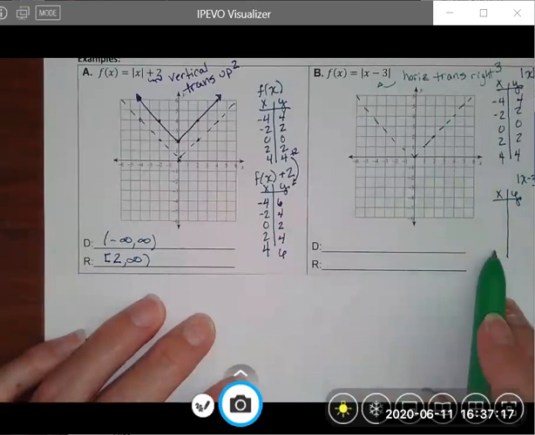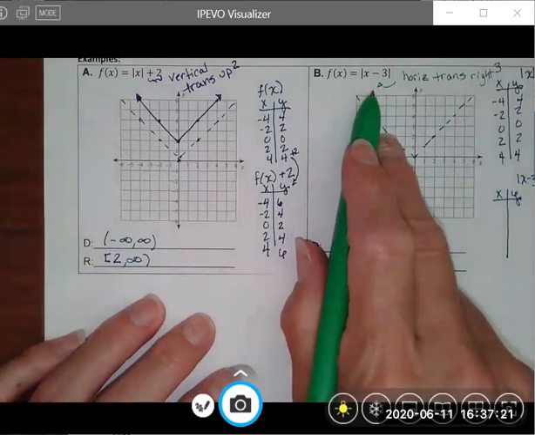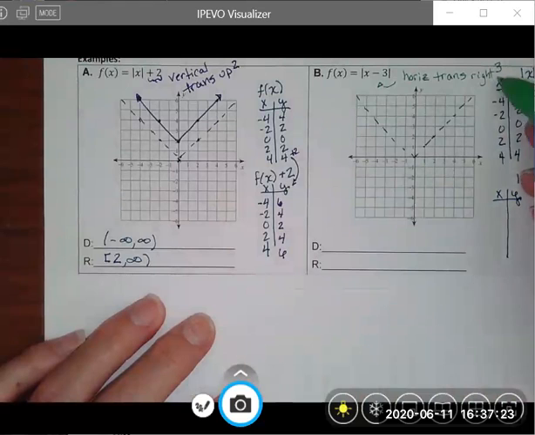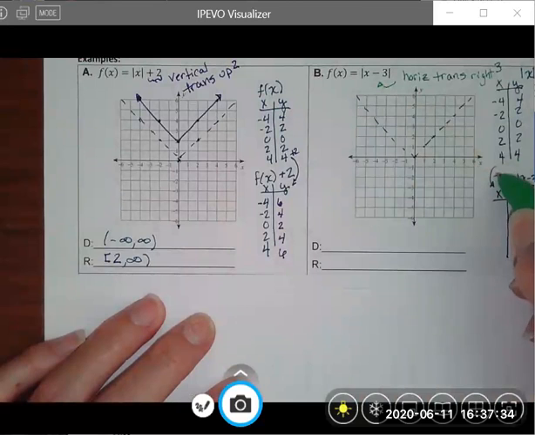To find the ordered pairs that will allow me to graph this translated function, I'm going to remember that horizontal transformations change my x values and my y values will stay the same. So here, I'm moving to the right 3. I'm doing the opposite of what I see here. So I'm going to add 3 to my x values. I'm remembering that the y values will stay the same, but now my x values are changing.